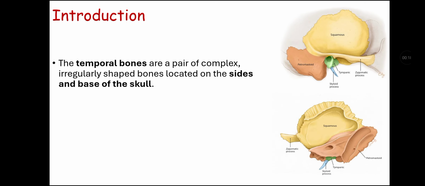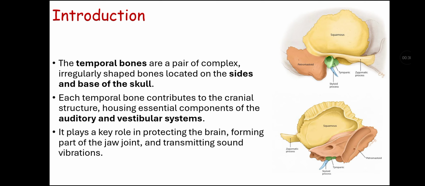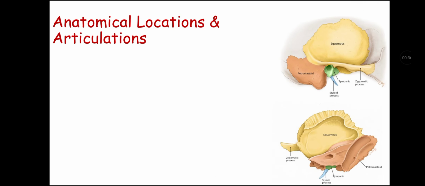Temporal bones are a pair of complex, irregularly shaped bones that are located on the sides and base of skull. Each temporal bone contributes to the cranial structure, housing essential components of auditory and vestibular systems. It plays a key role in protecting the brain, forming part of the jaw joint, and transmitting sound vibrations.